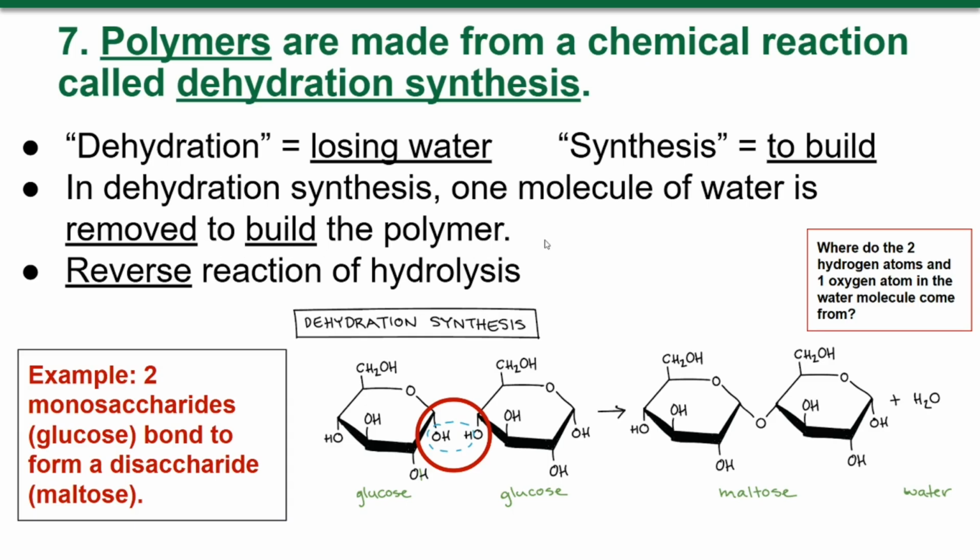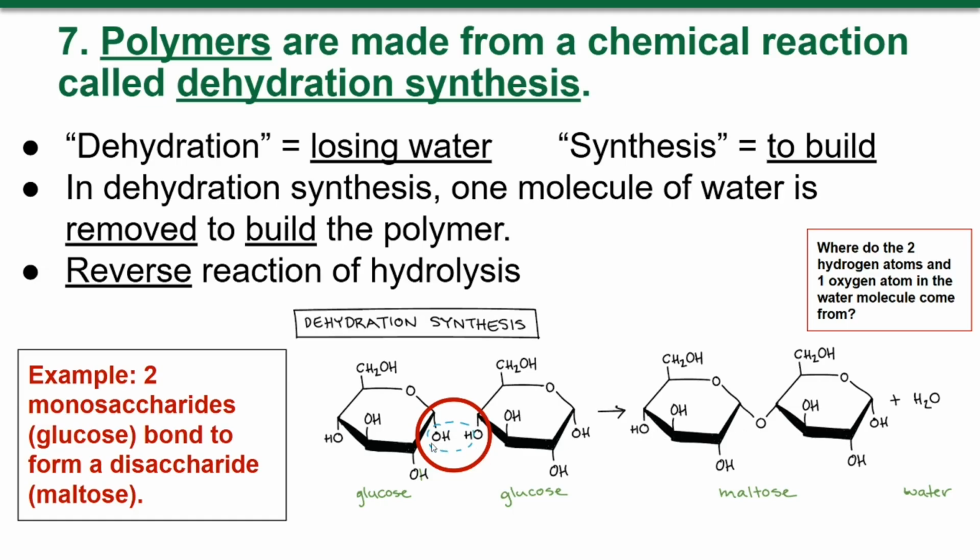So it's basically the reverse reaction of hydrolysis. In hydrolysis, we injected water into the bond in order to break it apart. But this time, we're going to take two smaller things, like two monosaccharides. We have a glucose and a glucose here. And we're going to take one OH group from this glucose and one H from another glucose. And we're going to take those out using another enzyme. Some enzyme is going to come into play here and take those two components out, the OH group and this H over here.